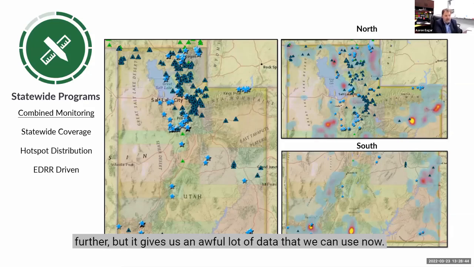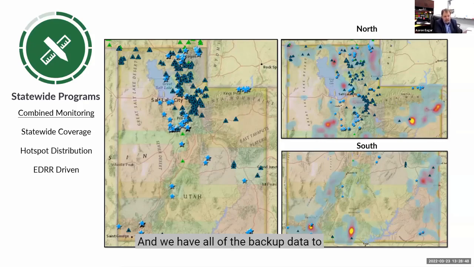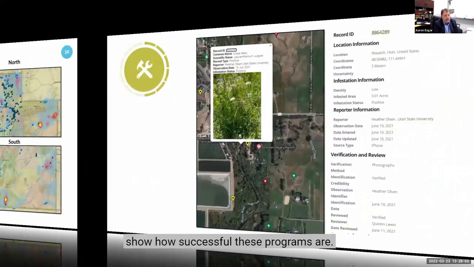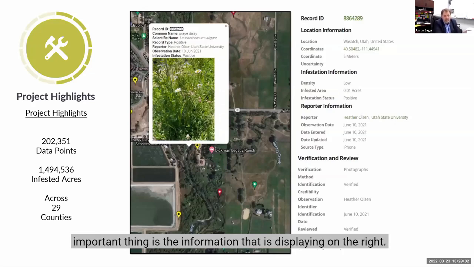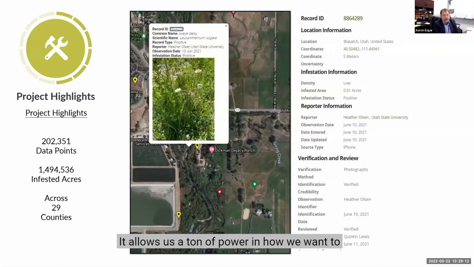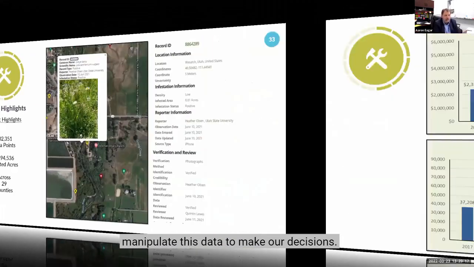But it gives us an awful lot of data that we can use now, and we have all of the backup data to show how successful these programs are. So just to look at more of the project highlights, we have 202,000 data points, 1.5 million acres infested. But the important thing is the information that is displaying on the right. Now that we have all of the coordinates and everything about it, it allows us a ton of power in how we want to manipulate this data to make our decisions.